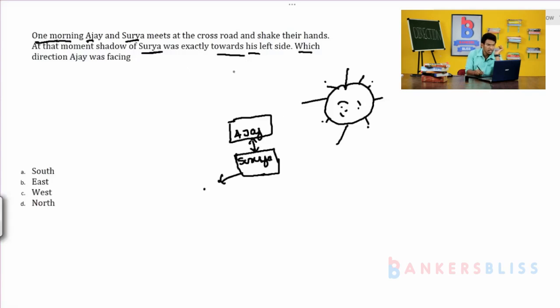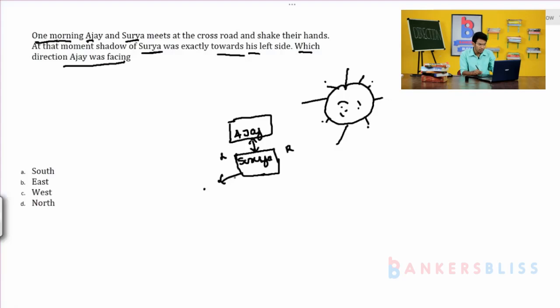Then which direction was Ajay facing? That is the question. Look at here. Once again I am going to repeat. One morning, it is nothing but sun rises at the time, Ajay and Surya meet each other. You just write the names Ajay and Surya. That time Surya's shadow will be exactly towards his left side. Surya is here, left and right side.